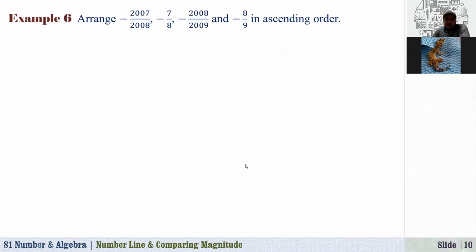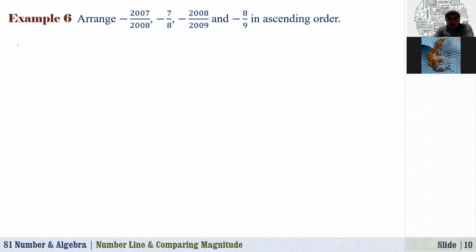Another example: arrange minus 2007 over 2008, minus 7 over 8, minus 2008 over 2009, and minus 8 over 9 in ascending order. Ascending order means from the smallest to the biggest, right? So all of them are negative numbers. So negative numbers means that the one whose absolute value is greatest comes first.